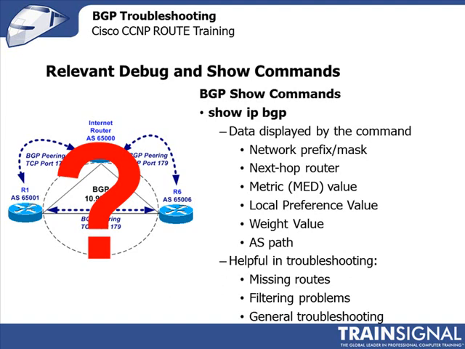Show IP BGP obviously shows the entire contents of the routing information base. It'll show you your network mask, prefix, all your different path values, AS path, local preference, weight, multi-exit discriminator, and so forth. It's helpful in troubleshooting missing routes, filtering problems, and general troubleshooting.